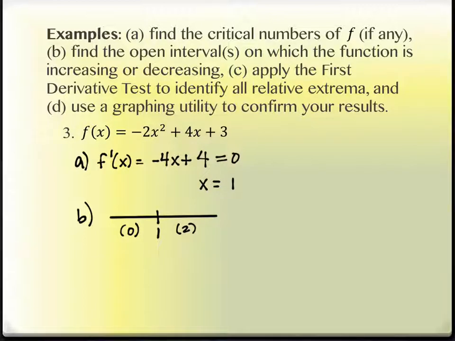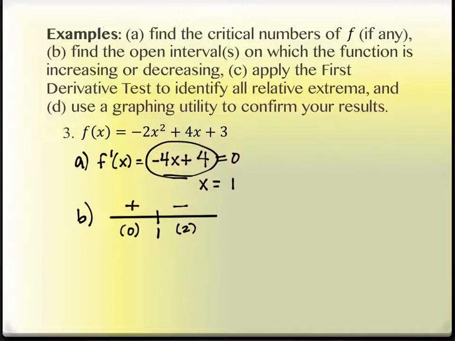So if I put the 0 in, and again, we're putting it into the derivative. So if I put in 0, what do I get? 4, which is positive or negative? Positive. And if I put in 2, what do I get? Negative 4, which is indeed then negative. So that's my sign chart.